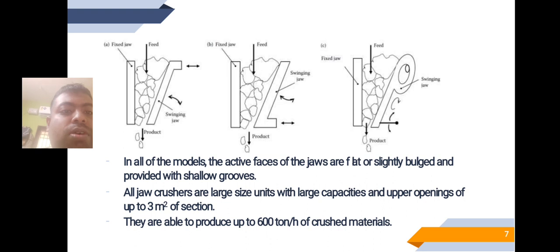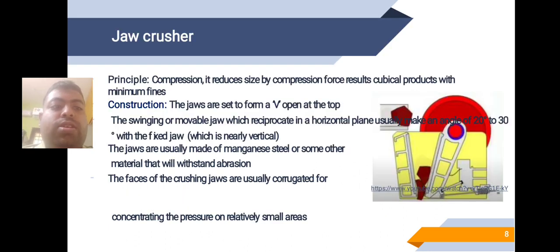In all three models, the active faces of the jaws are flat or slightly bulged and provided with shallow grooves. All jaw crushers are large size units with large capacities and upper openings of up to 3 square meters of section. They are able to produce up to 600 tons per hour of crushed material. Jaw crushers: the principle is compression, in which size is reduced by compression force, which results in cubical products with minimum fines.